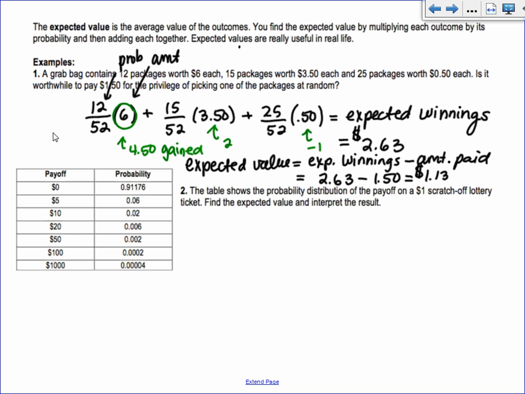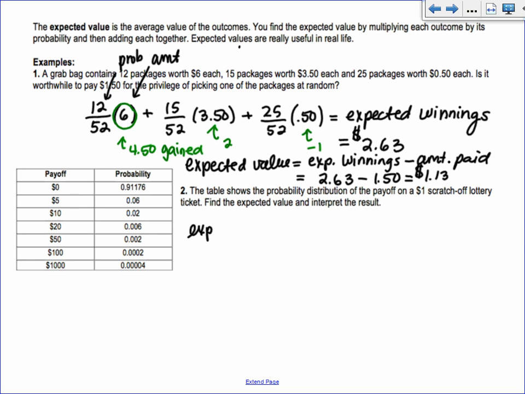Okay, so for the next one. It says the table shows the probability distribution of the payoff on a $1 scratch-off lottery ticket. Each of these tickets, like the types of tickets you buy, have different distributions. One ticket might be better than another, but this is a certain ticket, okay? You can usually find this on the back, where it will tell you information about it. So the payoff on a $1 scratch-off lottery ticket: you win $0 91% of the time, you win $5 6% of the time, and so on, okay?